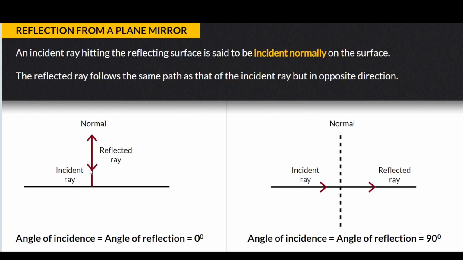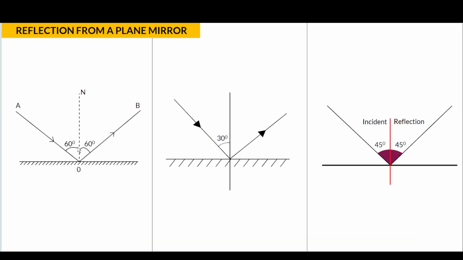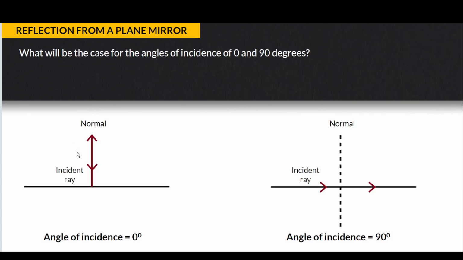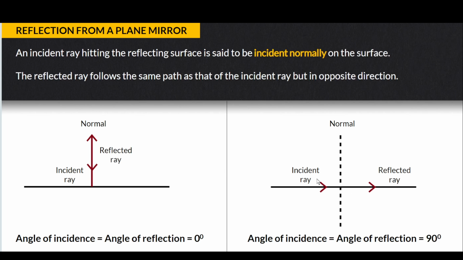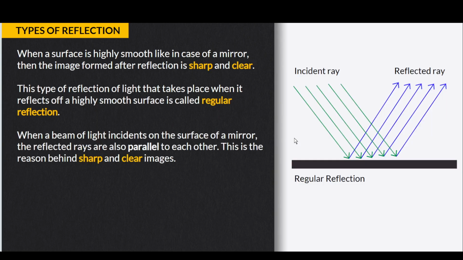And if the angle of incidence is 0, the angle of reflection is 0. If I put this line on the normal, the angle will become 0, right? And if I move it here, this angle will become 90. This is 90 degrees, so this is also going to be 90. So an incident ray hitting the reflecting surface along the normal is said to be incident normally on the surface.